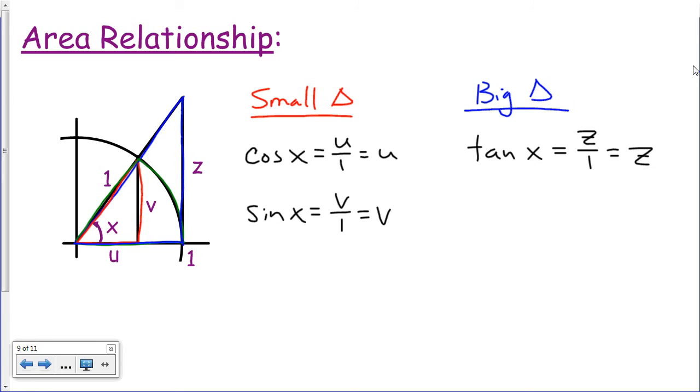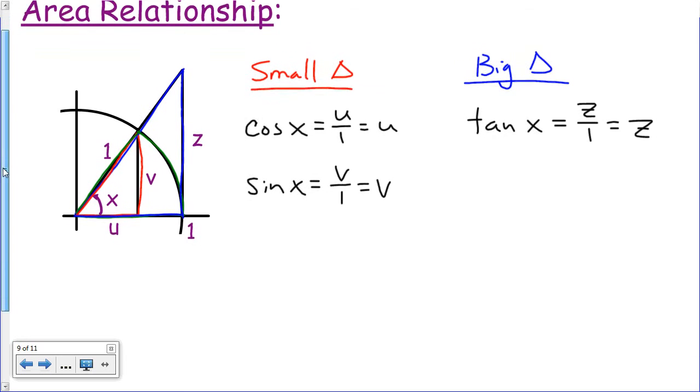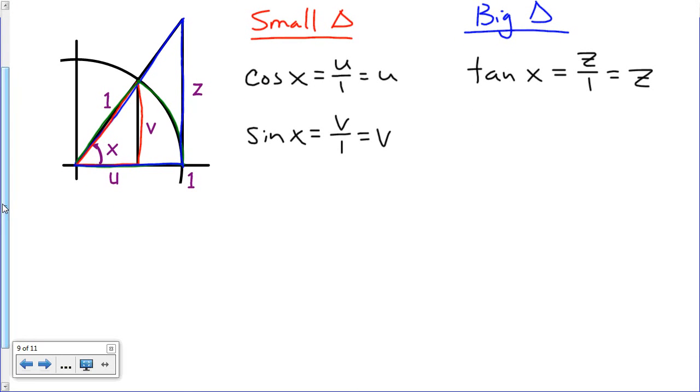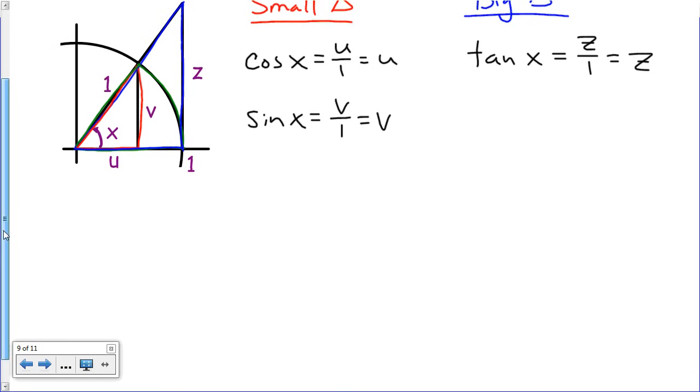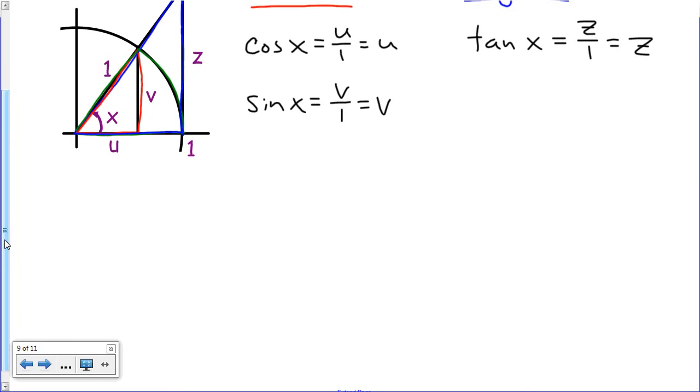Now we're going to use those values, u, v, and z, in just a minute here. But what I want to set up first of all is a double inequality, representing the relationship between the areas of these 3 different geometric figures. So first thing, I can see that the small red triangle there is the smallest, and it fits inside of the sector. And then that sector fits inside of that big blue triangle.